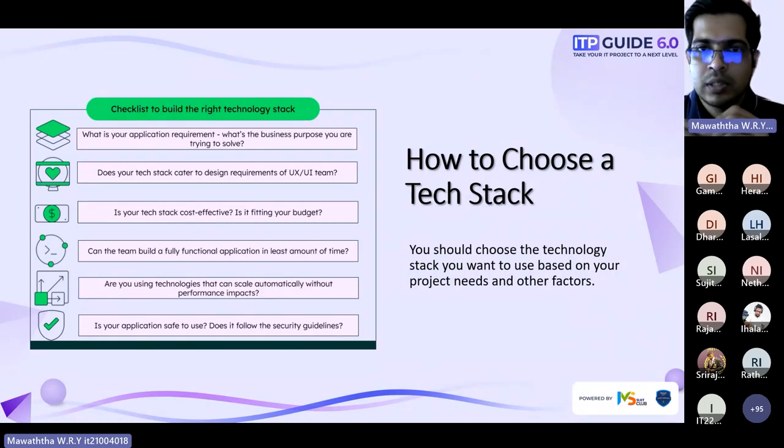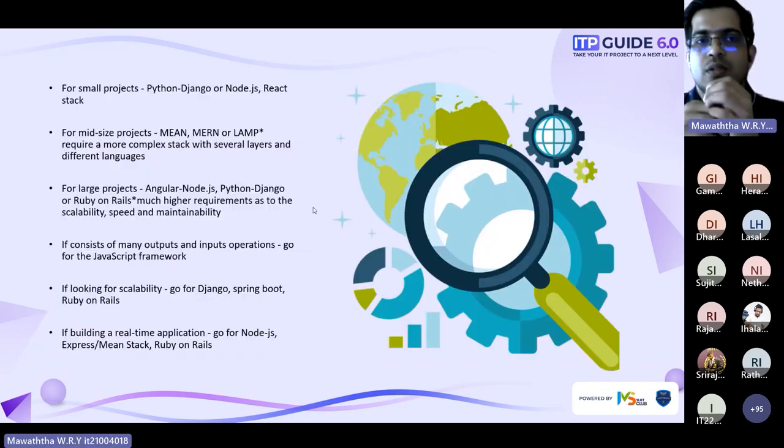And also, as an additional point, you can consider whether this application follows the security guidelines that are required for you. Right. As some additional points, when you are using a stack for a small scale project, you can use a Python framework and Node.js. And in this ITP scenario, you might be working on a mid-sized project, so you can use either MERN stack, MEAN stack, or LAMP. These projects require a more complex stack and several layers of different technologies.